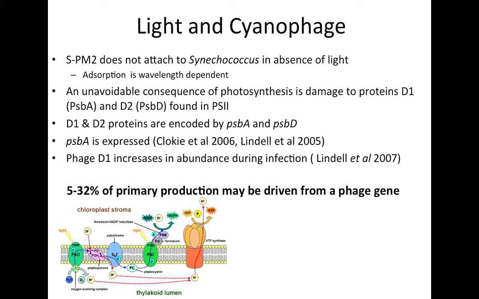When we discovered these psbA genes, the theory was that the psbA gene is expressed by the phage to maintain its host to allow replication to continue, or possibly give an advantage under a certain condition. But what this means is that if you do calculations on the number of phages present and the number of cells infected at one time, between 5 and 32% of primary production may be driven from a single phage gene.